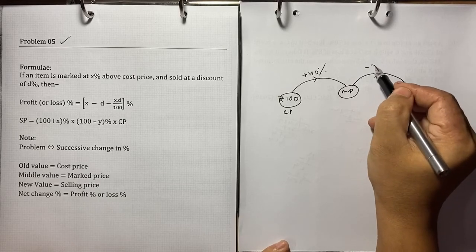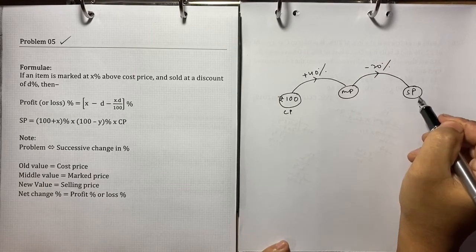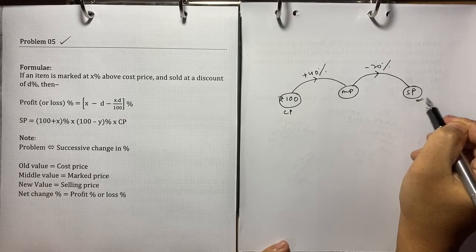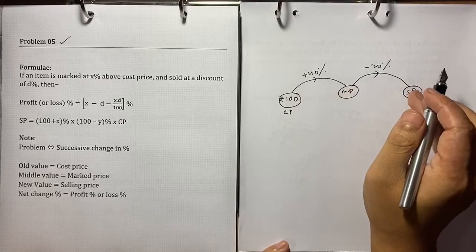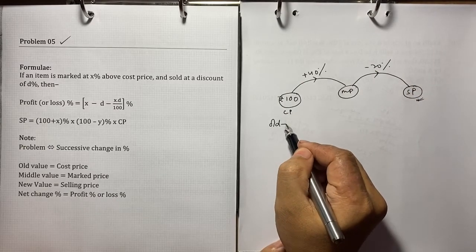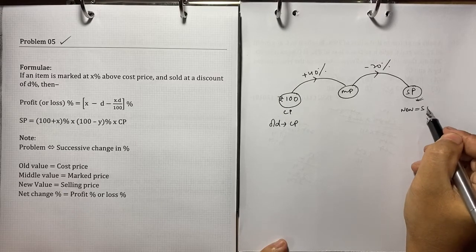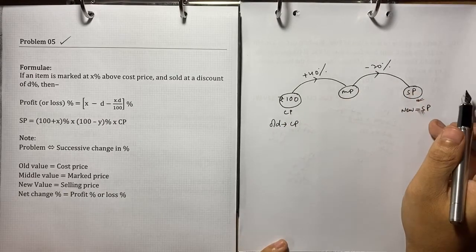The discount is minus 20%. Finally, it becomes the selling price. This will be the selling price. So in this problem, the old value is the cost price, and the new value will be the selling price. So the formula is applicable.